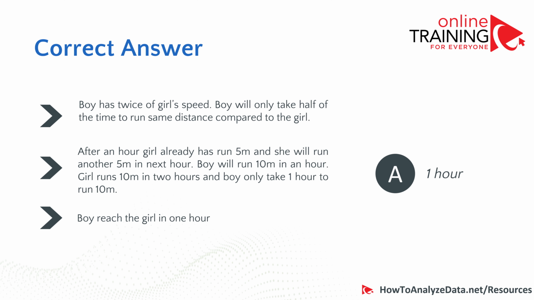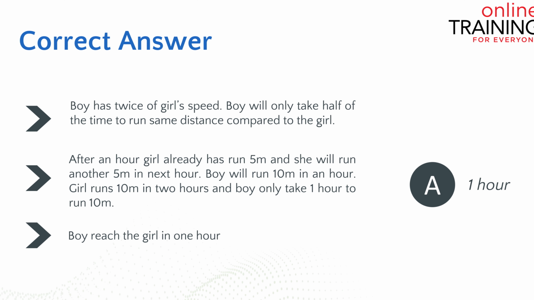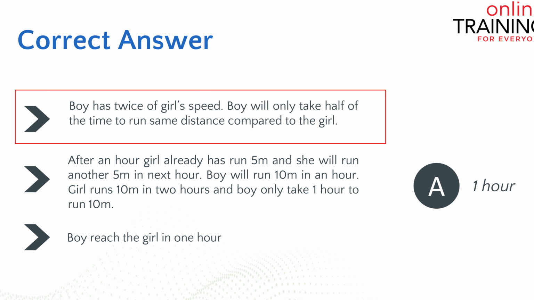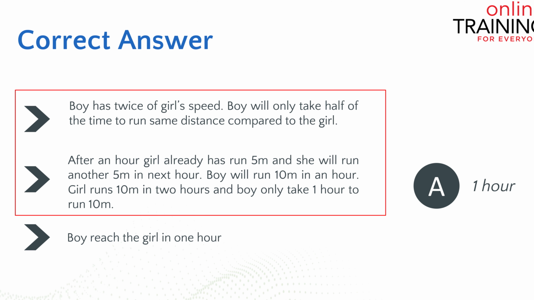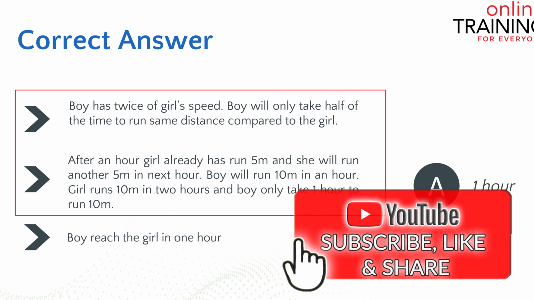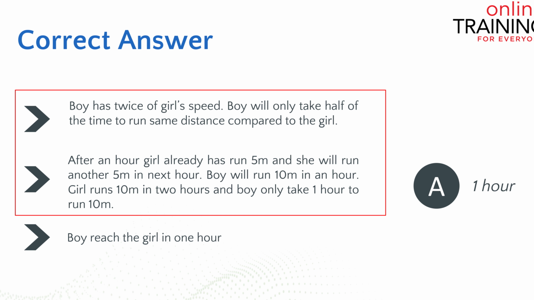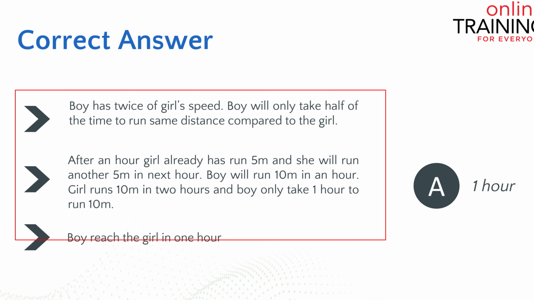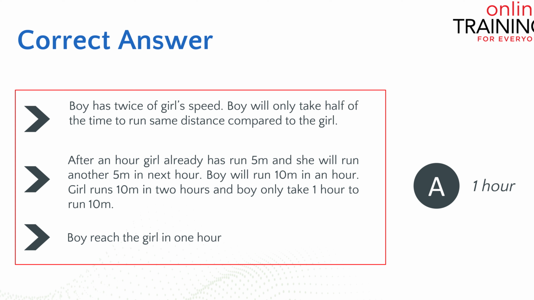The correct answer here is A, 1 hour. And here's the reasoning. The boy has twice the girl's speed, and for the boy it will only take half the time to run the same distance compared to the girl. After an hour, the girl already ran 5 miles, and she will run another 5 miles in the next hour. The boy, on the other hand, will run 10 miles an hour. The girl will run 10 miles in 2 hours, and for the boy, it will take only 1 hour to run 10 miles. So the boy will reach the girl in 1 hour. Hopefully you've got this one right.